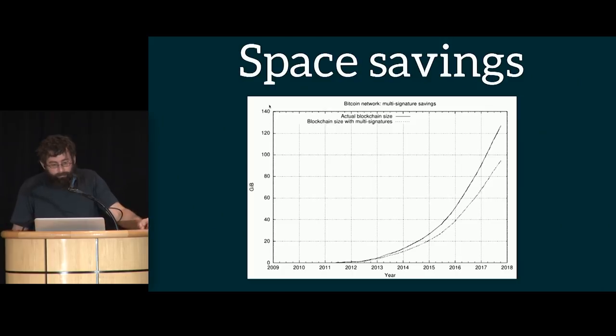Furthermore, there are also space savings. This is from a simulation where we assume if this sort of proposal would have been active in Bitcoin since day one, how much smaller would the blockchain be? Note that this does not do anything with threshold signatures or multi-signatures.